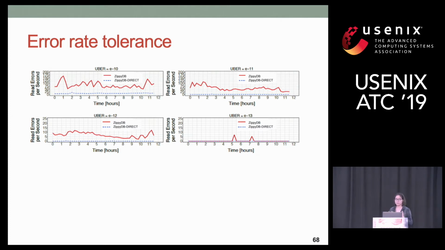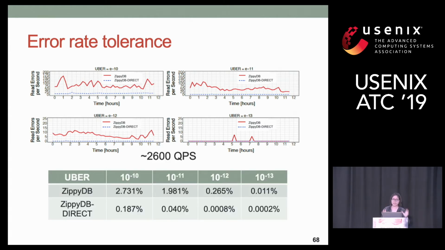As you can see, the red line is all over the place in terms of read errors per second. This is application read errors per second, and it's because as soon as it encounters a corruption error, the entire ZippyDB node will fail and try to come up somewhere else. During this recovery period, there's a high number of errors. So it's really hard to tell if there are any errors at all with ZippyDB with DIRECT. In fact, if I put this in table form, you can see that the read error rates with DIRECT are about 2 orders of magnitude lower.